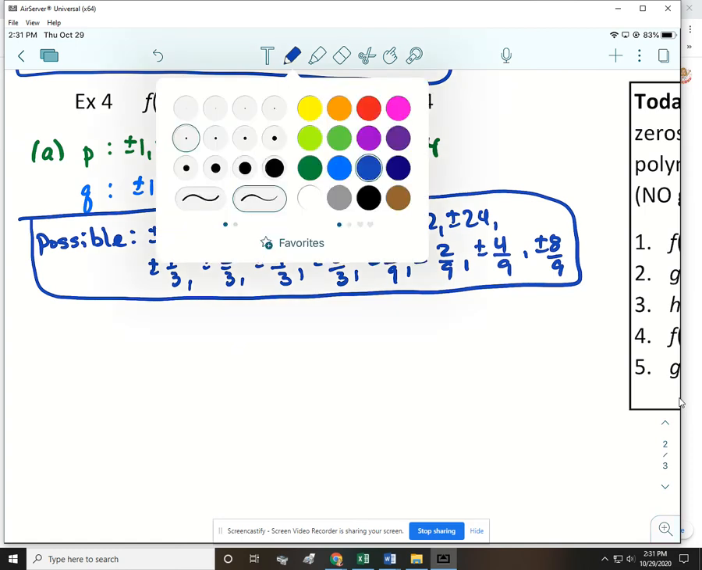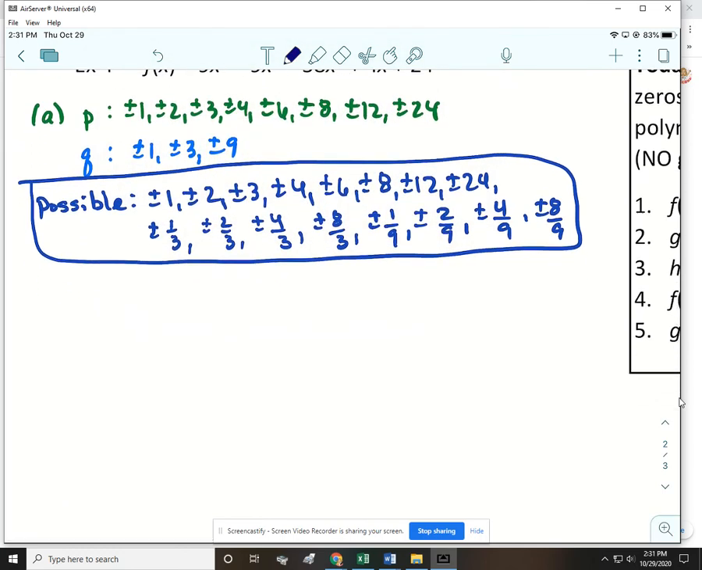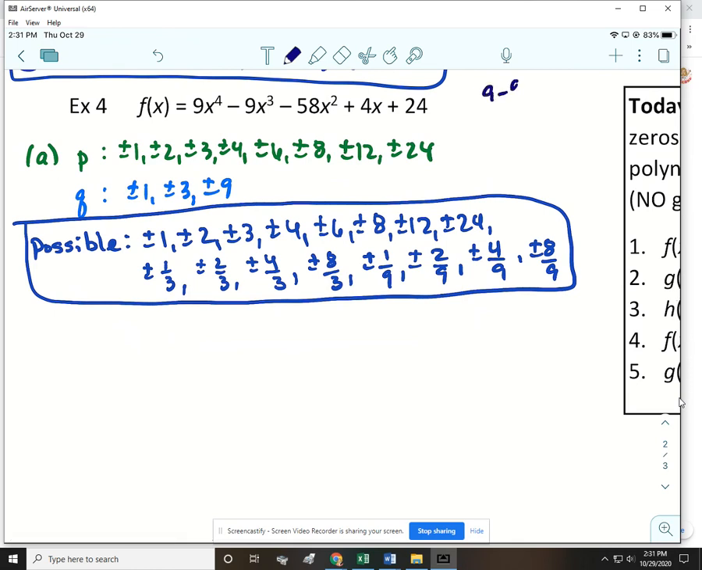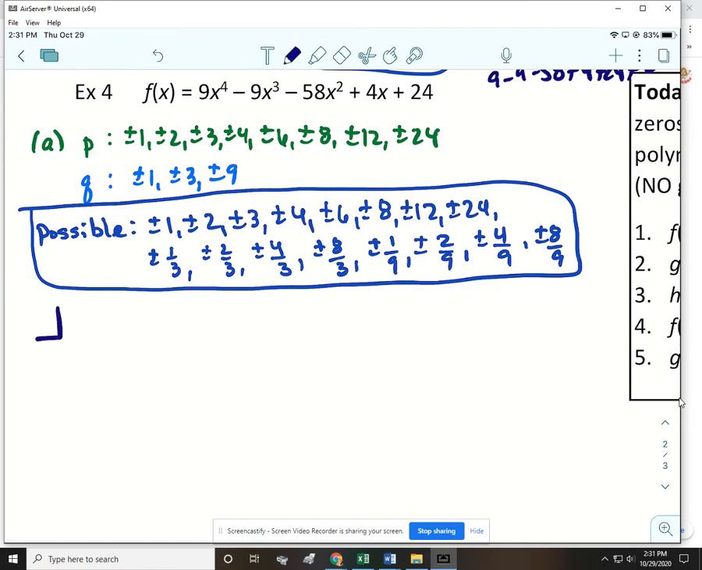Okay, so we're ready to start trying zeros. So to try 1, I would add 9 minus 9 minus 58 plus 4 plus 24. That does not give you 0, so 1 is not a 0. So we're done with 1. So we could try 2, 3, we could try -2, -3, 4. I wouldn't go up to the 24. I would start kind of in the smaller. And I already know what works, so I am just going to do it. In class, we would see who was the best guesser.